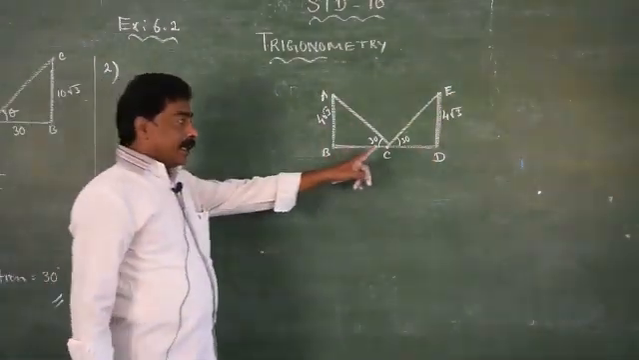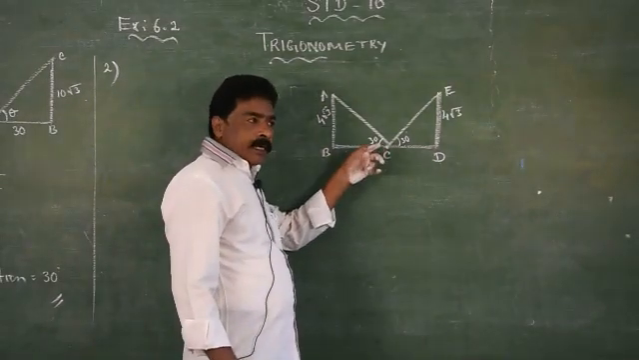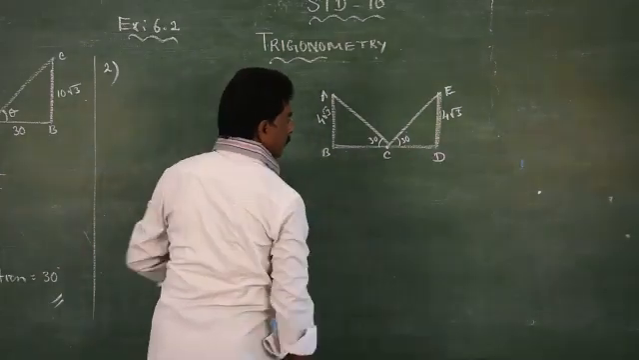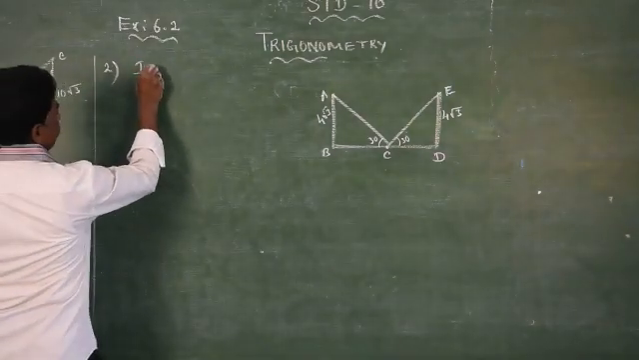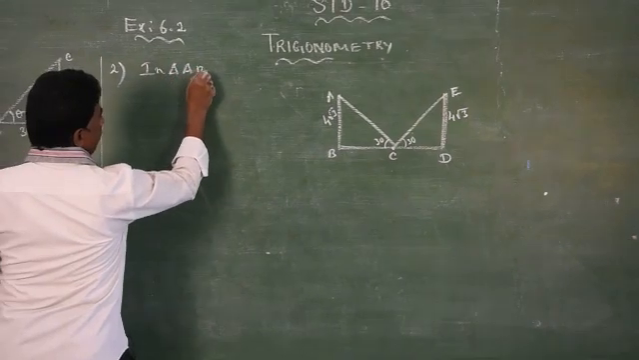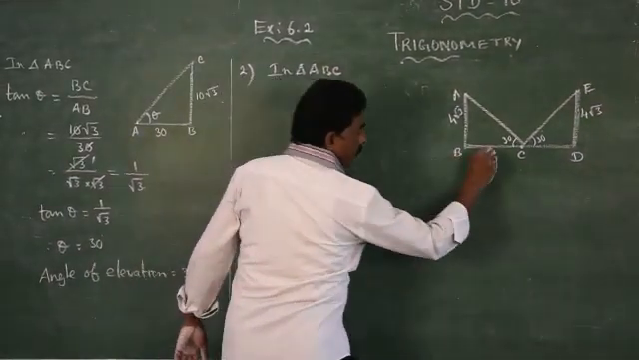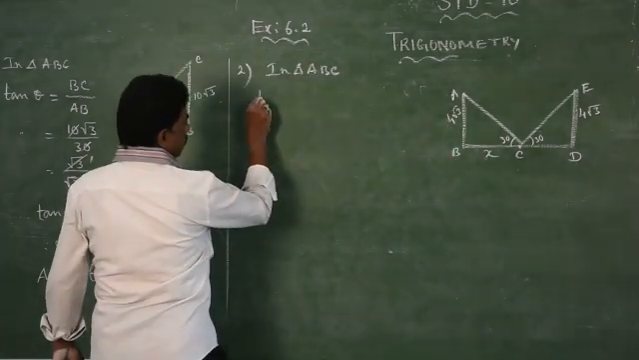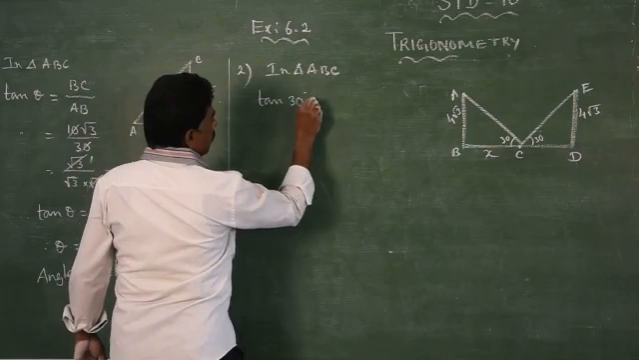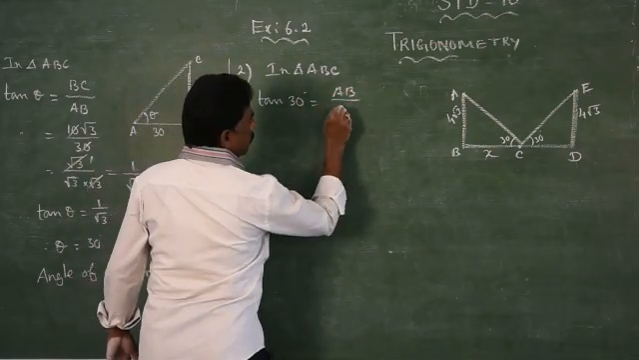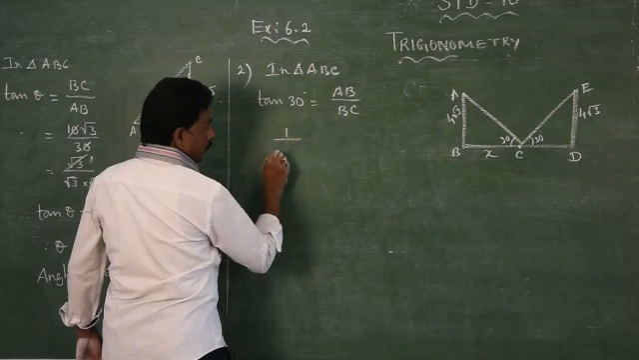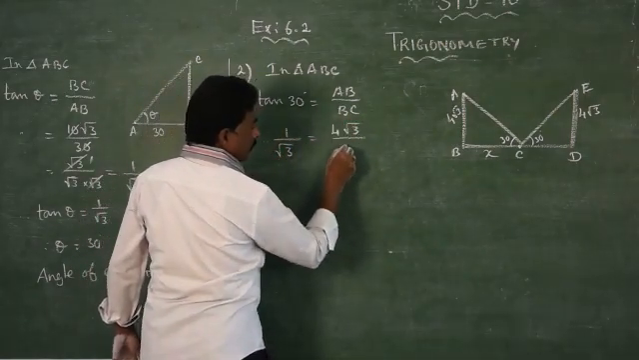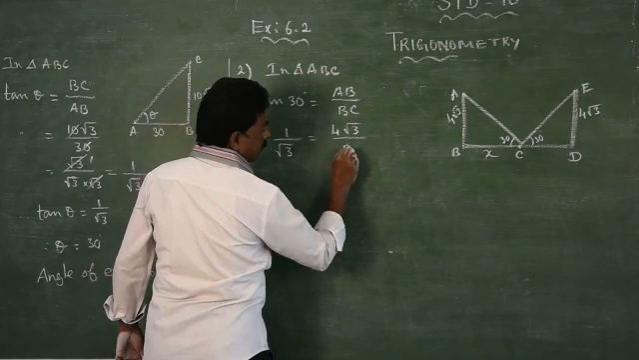So, what is C? C is the pedestrian. Where is he standing? He is standing at the middle. That is the median. So, C is the midpoint of BD. So, if we take triangle ABC, this is where to find opposite, adjacent. So, tan 30 is equal to opposite by adjacent. Tan 30 is 1 by root 3. Opposite is 4 root 3 by BC.